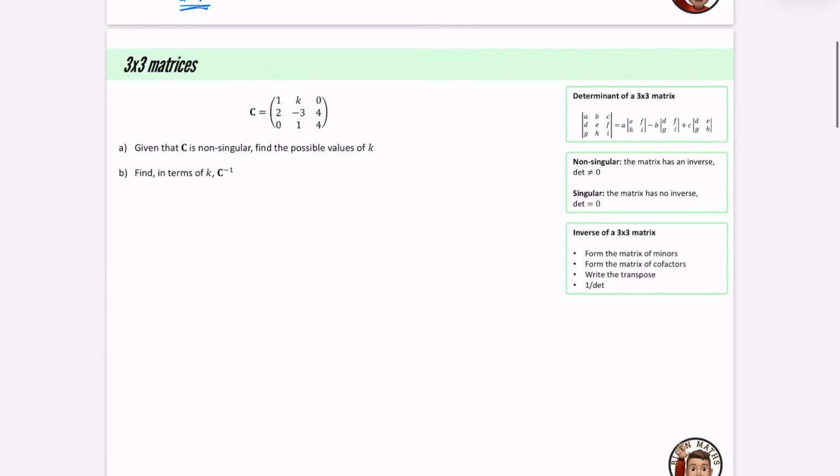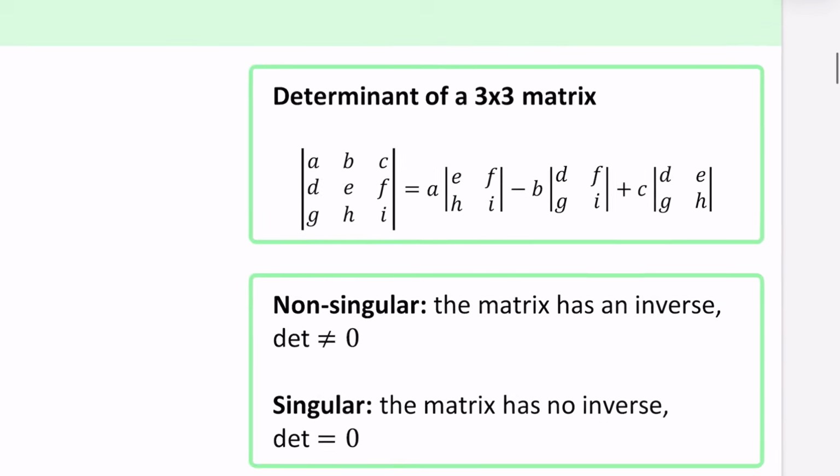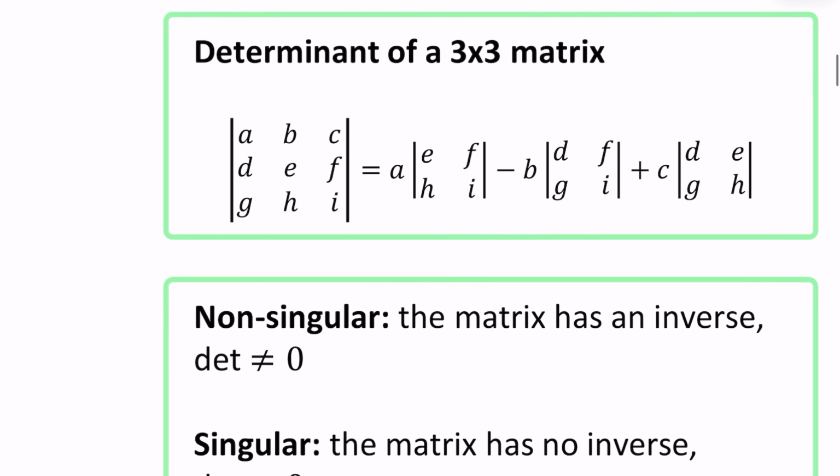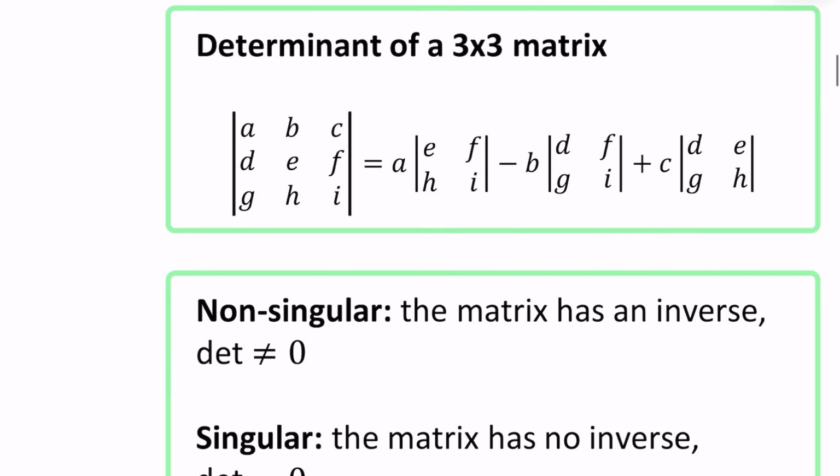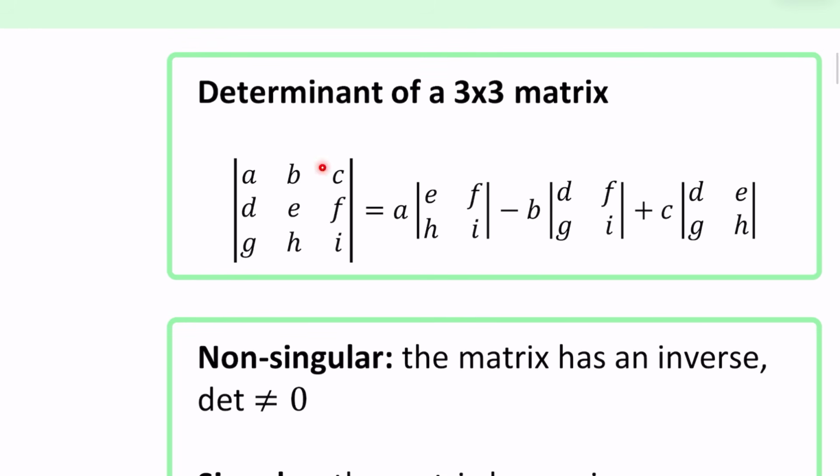Okay, we are now going to have a look at some stuff to do with 3 by 3 matrices that we have here, okay? The first thing we're going to remind ourselves of is how we find the determinant of a 3 by 3 matrix. Now, I would never use this as a memory tool, but I will use it to describe how we do this process. So we have this thing like this.